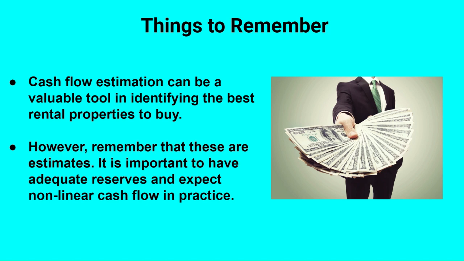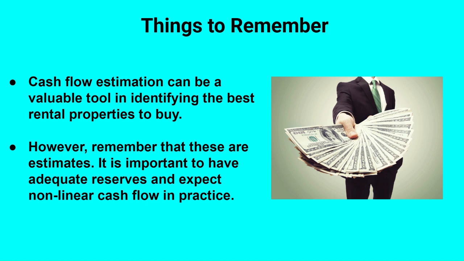I conservatively like to have a year's worth of rental income in the bank when I buy a new property. So if a property is bringing in $2,000 a month, multiply that by 12, $24,000 is what I like to have conservatively in just my just-in-case reserves when I buy a property. And that's after doing whatever initial repairs and maintenance I have to do. So it's important to have those reserves and expect nonlinear cash flow over time.